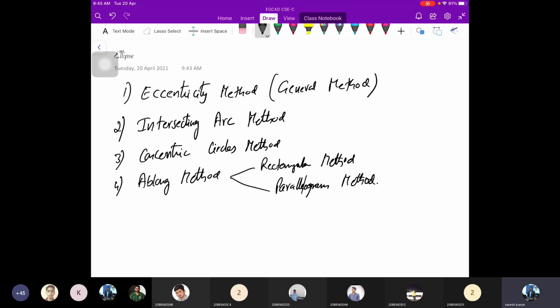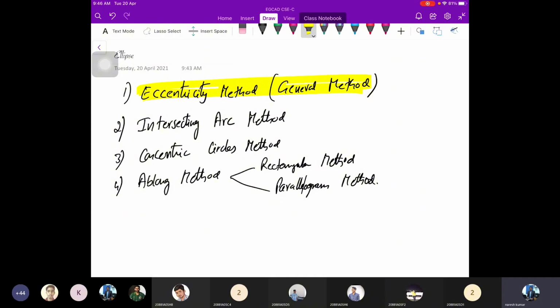Parallelogram method. But you have only one method, that is called the general method. The remaining methods are not there for you. If you open any engineering drawing or engineering graphics book, so many methods are there, but don't worry, you need not follow those methods. You have to follow only one method, that is the general method.